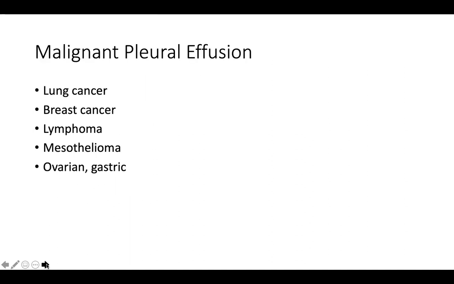Just remember it's also this other slightly rarer cause of these low values. Malignant pleural effusion, we talked about this, and you'd want to be doing cytology on this, which would show your malignant cells. It's beyond the scope of this lecture, but just make sure you familiarise yourself with those. And obviously, we're going to be doing CT scans, histology, and so on. You could get lung cancer, breast cancer, lymphoma, mesothelioma, ovarian, and gastric cancer as common causes of malignant pleural effusion.